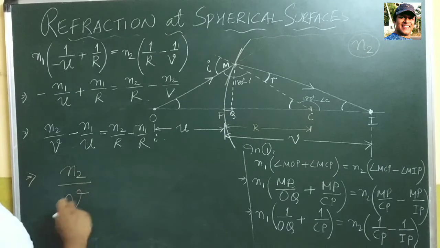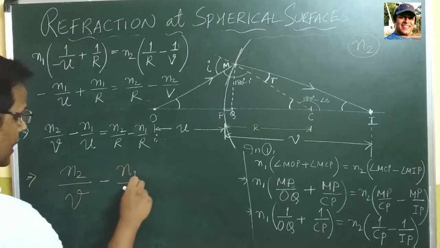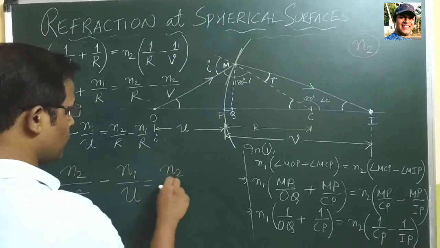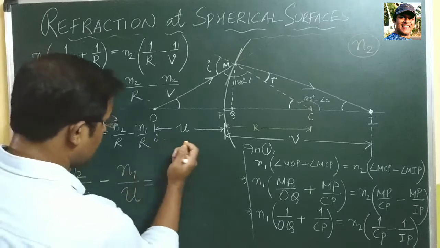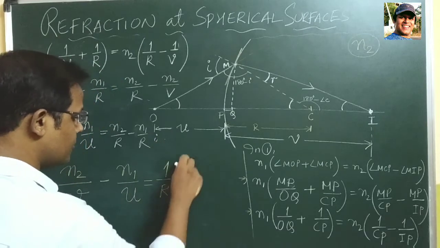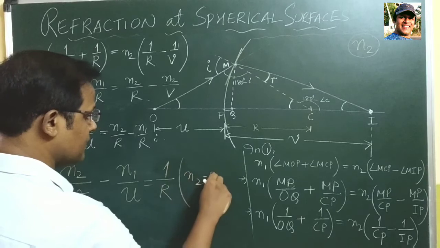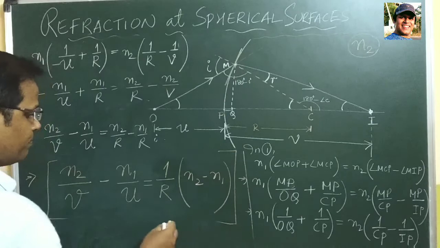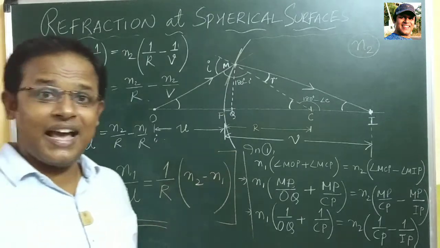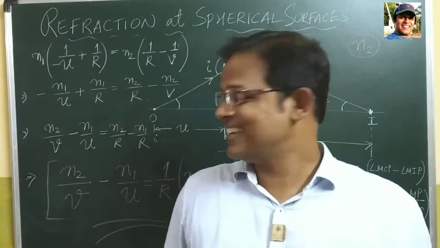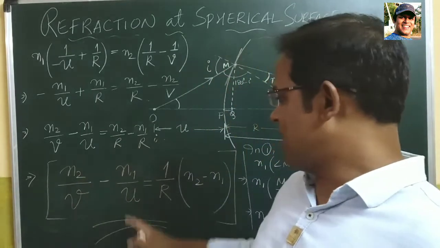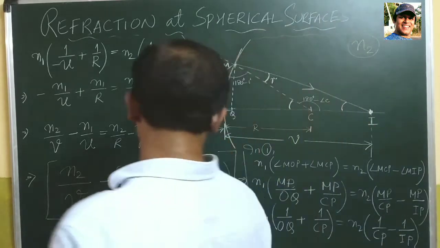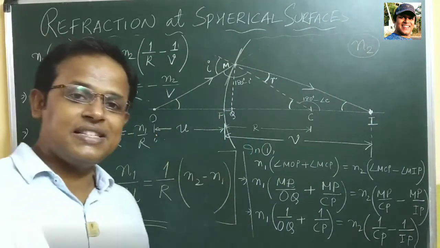N2 by image distance minus N1 by object distance is equal to N2. Sorry, let us not write that way. 1 by R into N2 minus N1. There we go. This is a beautiful equation for refraction at spherical surfaces. N2 by image distance minus N1 by object distance equals 1 by the radius of curvature of the spherical surface multiplied with N2 minus N1.